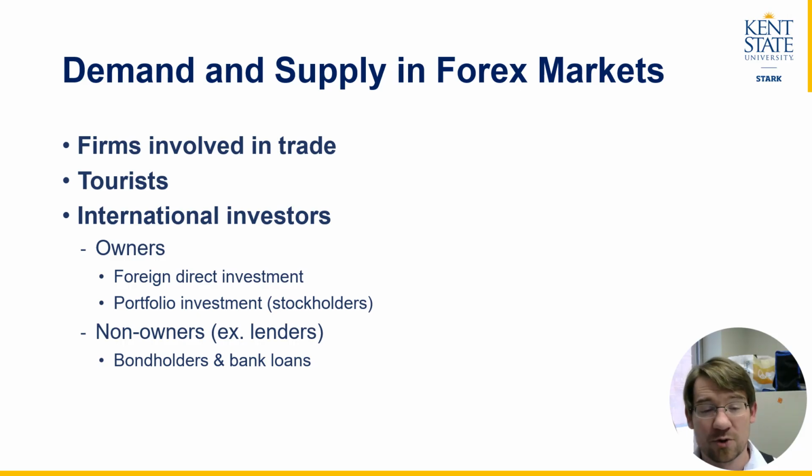You can also have ownership just through portfolio investment through stocks. Right? So buying and selling stocks would be a common way that we can invest across borders, and this would also be somebody that's going to have demand and supply for foreign exchange. Also, you have the non-owners, that would be lenders. So this would include both bondholders and also banks that are lending across borders or through different currency zones.